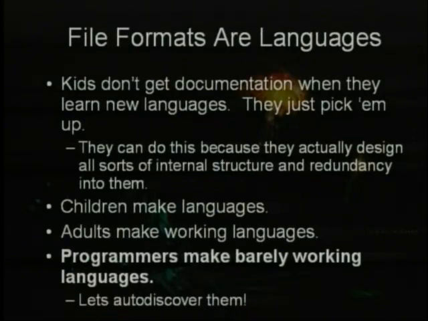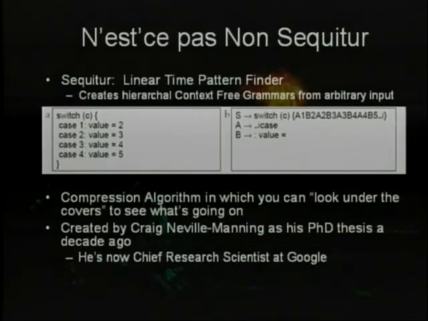Let's see if we can auto-discover the redundant content. So, there's this great piece of code called Sequitur. It's a linear time pattern finder. It creates what are called context-free grammars from arbitrary input. And when I say arbitrary input, it's linear time. You can pass hundreds of megs of data into this thing, and it'll be like pattern, pattern, pattern, pattern, and it won't slow down no matter how much you throw at it.